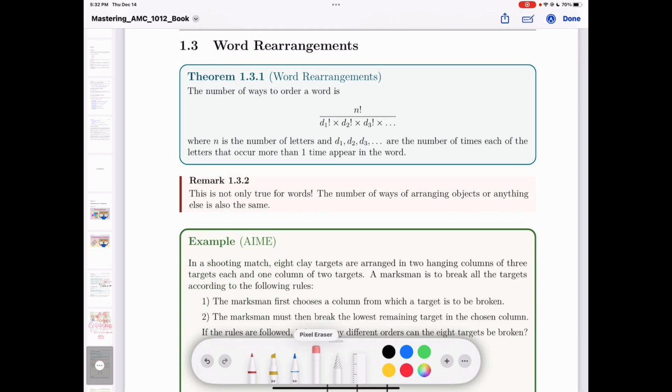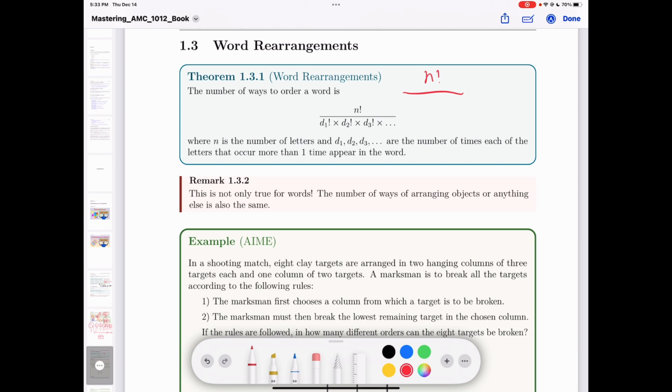So word rearrangements, theorem 1.3.1. The number of ways to order a word is n factorial over d1 factorial times d2 factorial times d3 factorial, where n is the number of letters and d1, d2, d3 are the number of times each of the letters that occur more than once appear in the word. So that makes sense.